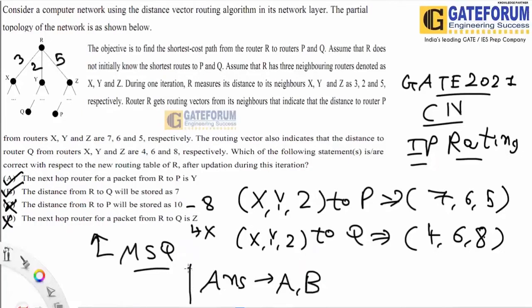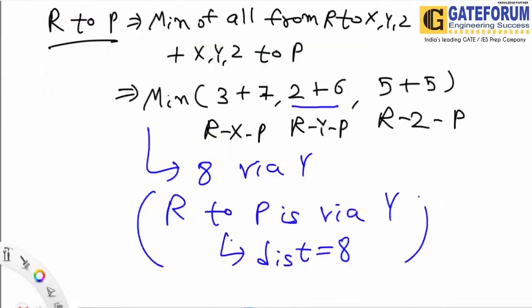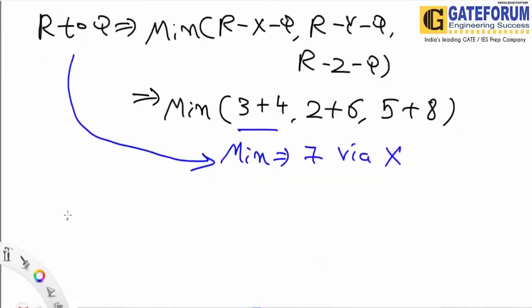It's a very simple question, friend, in which you are straightly given the distance from router R to each and every router which is connected, and from that router to all the other routers. Okay, so based on this, we just need to calculate the sum of them and we need to find the minimum one.